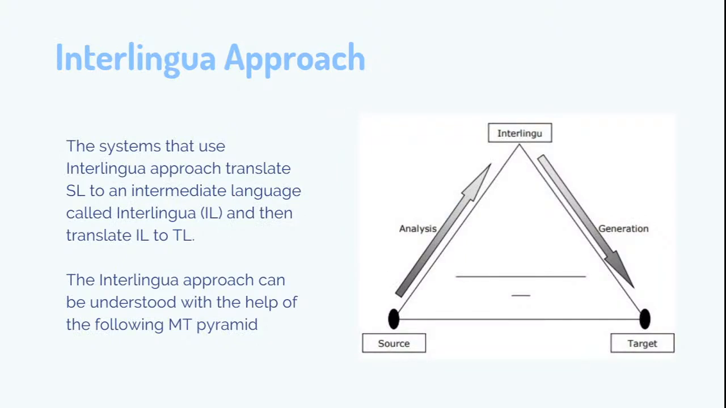Then the interlingua approach. The interlingua approach is a system that converts the source language into an intermediate language. If you want to convert a source language into the target language, it will not translate directly; it will check through an intermediate language. It does an analysis process and then does the generation. It works on sets of words, like one or two or three lines, and needs to check things like grammatical mistakes.